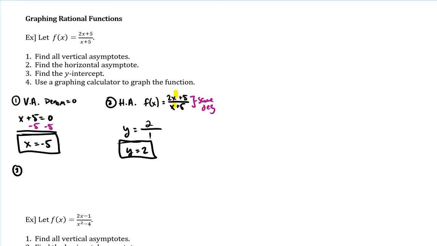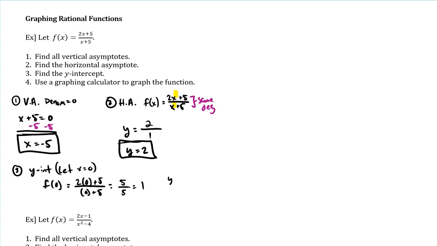And then our third step is to find the y-intercept. The y-intercept for any function is found by letting x equal 0. So that just means plug in 0 for all your x's. So f of 0 would be 2 times 0 plus 5 over 0 plus 5. 2 times 0 is 0, plus 5 is still 5. 0 plus 5 is 5. So we get 1 when it's all simplified.